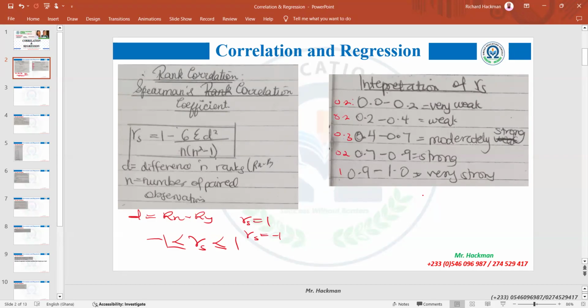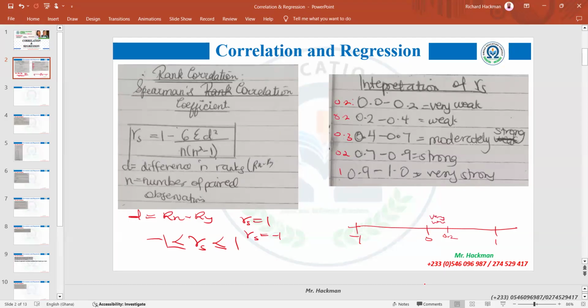So you are always looking at your scale from 0 to 1. That is the positive side. And the same interpretation is what you have from 0 to -1. It's a reflection. So from 0 to 0.2, we said we are going to have a very weak relation.